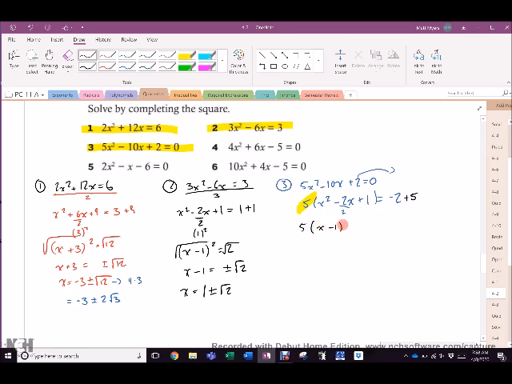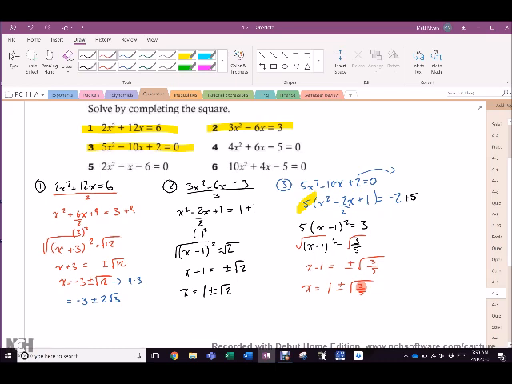5 times x minus 1 squared equals 3. Divide both sides by 5. X minus 1 squared equals 3/5. Square root both sides like we've been doing all the way along. X minus 1 equals plus or minus the square root of 3/5. X equals 1 plus or minus the root of 3/5. Now, technically, I need to go further with that.